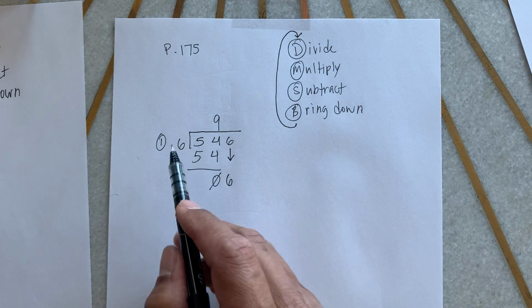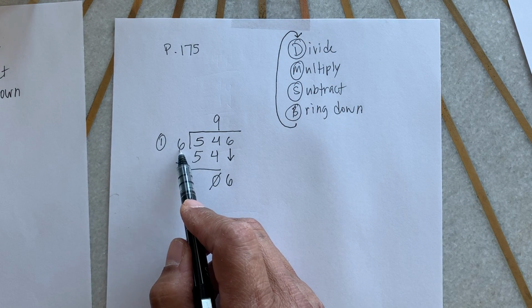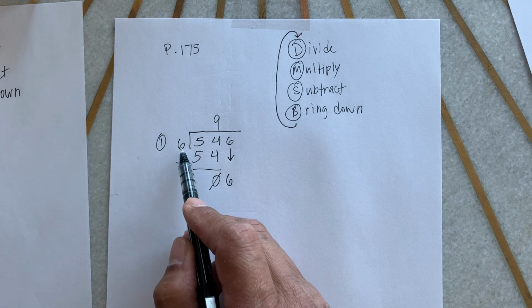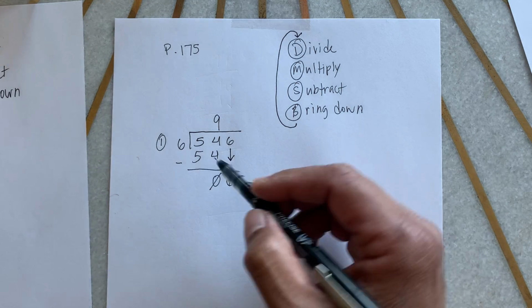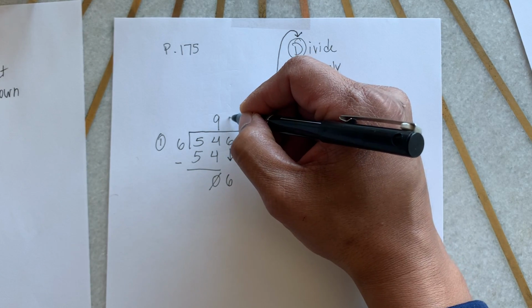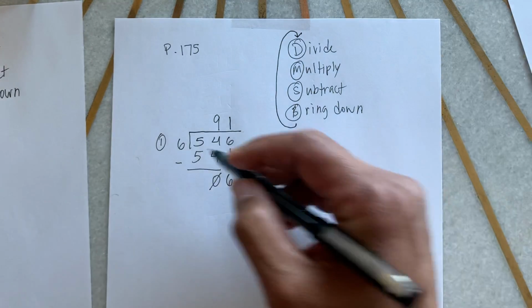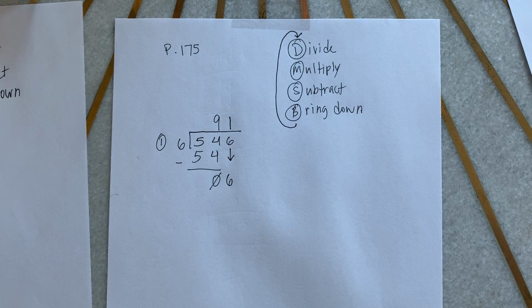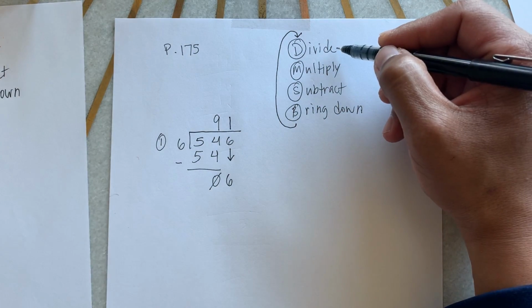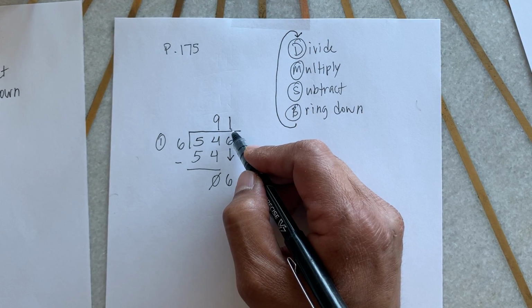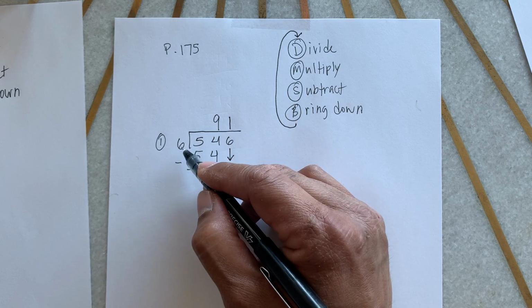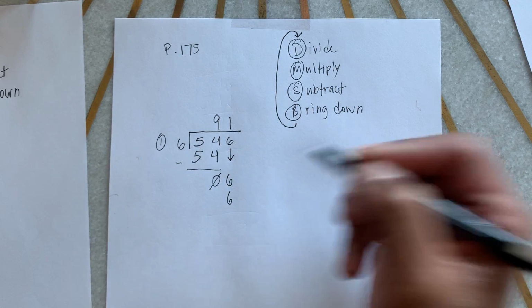What are we going to divide? How many times does 6 go into 6? How many 6s are there in 6? And the answer is 1. You're going to write your answer up here. 6 goes into 6 one time. That was divide. Now we're going to multiply. We're going to multiply the 1 that we just wrote times 6, and we're going to get 6.